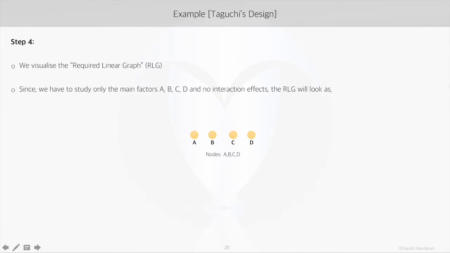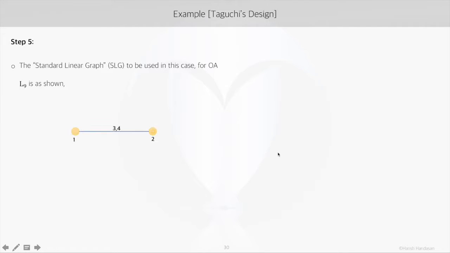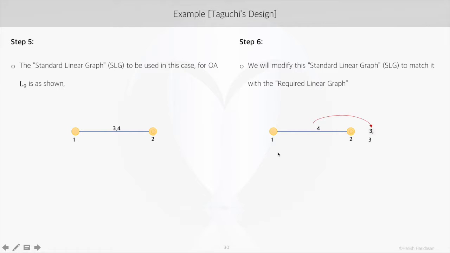The required linear graph is simple in this case, with 4 nodes representing the factors A, B, C and D. The standard linear graph for L9 looks like this. Modification of the standard linear graph to match the required linear graph would be done like this. What we have to do is we have to move the column levels representing the interaction between first and the second factor to the node position, because in this case we are not interested to study the interaction.